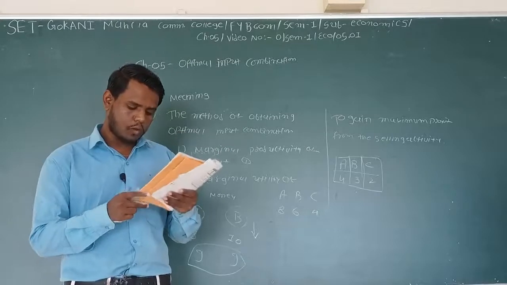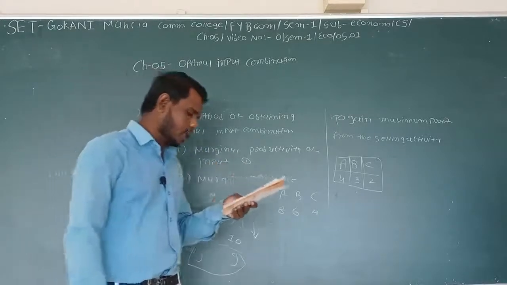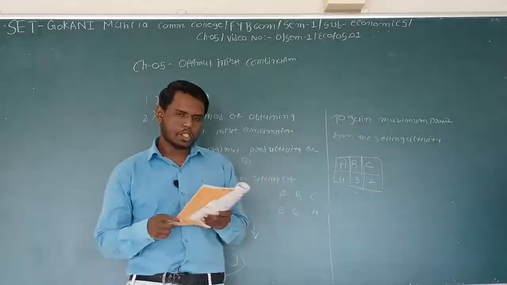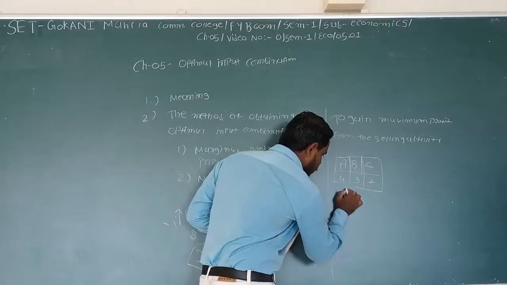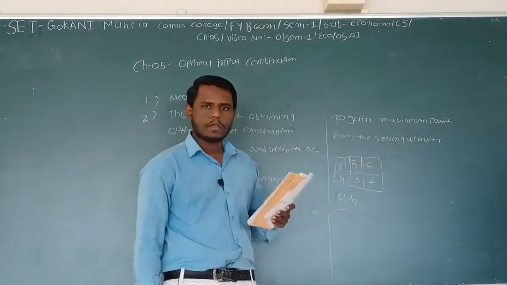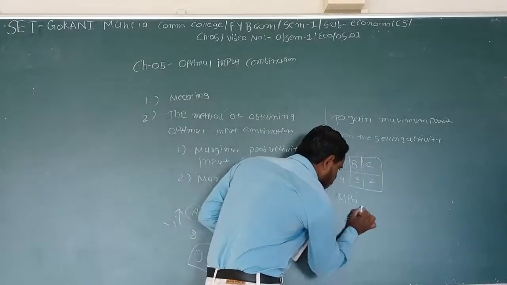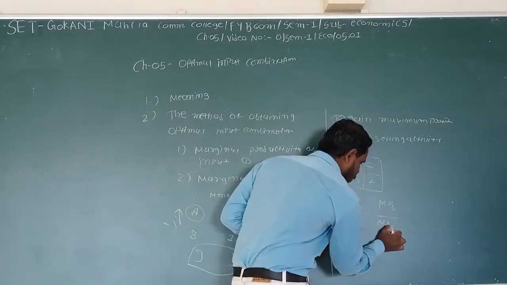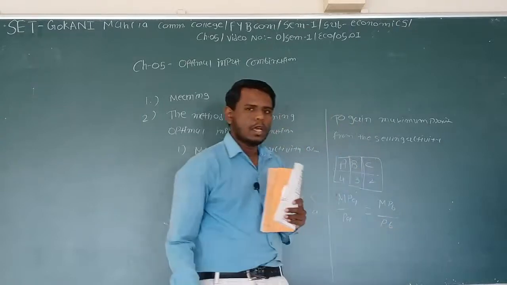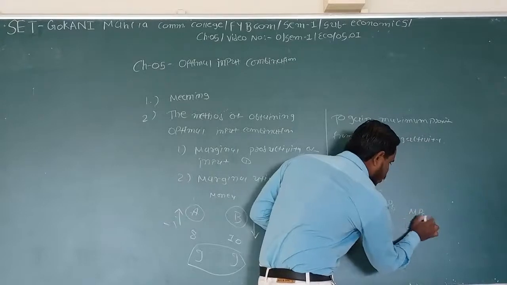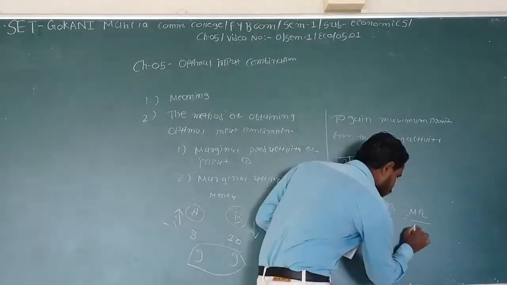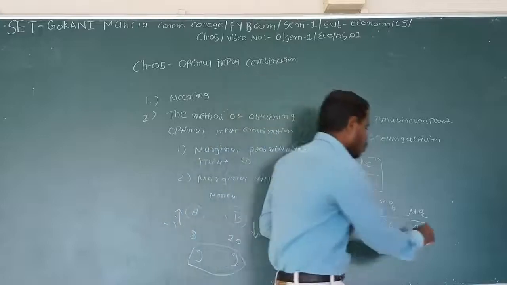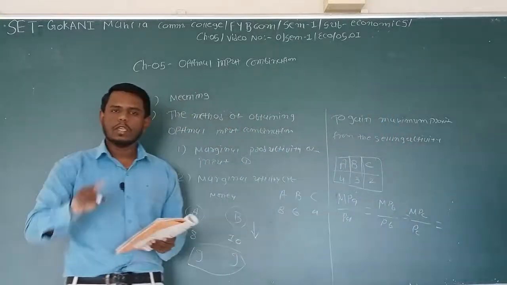It can be said in the form of the following equation that optimal input combination takes place when the marginal productivity of A upon the price of A is the same as the marginal productivity of B upon the price of B. This must also be the same for the marginal productivity of input C and the price of input C, and this will continue up to as many inputs as are available.